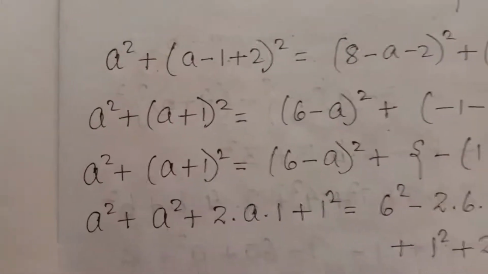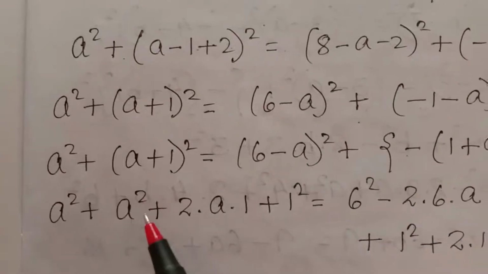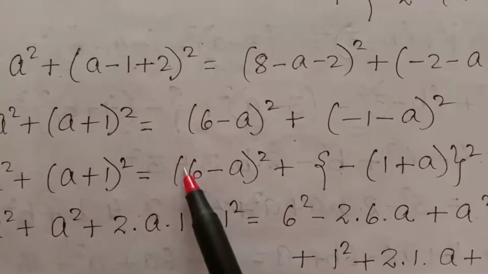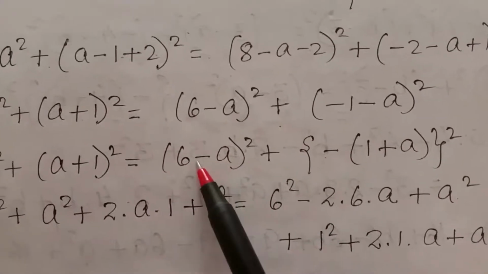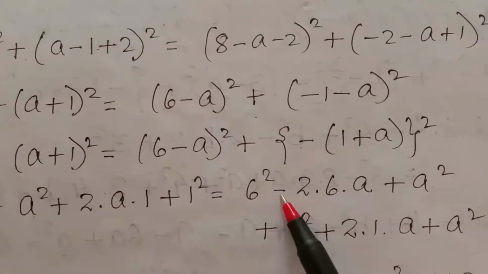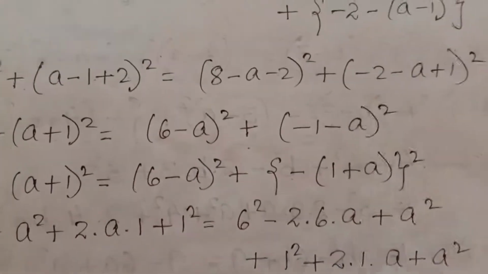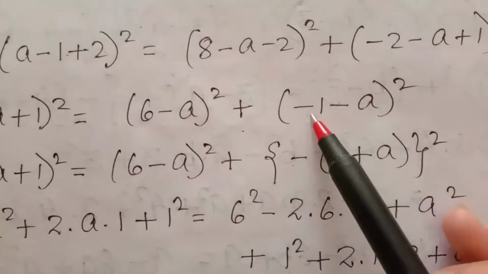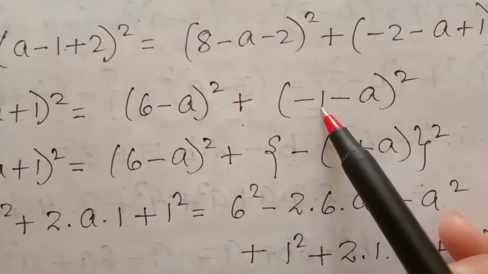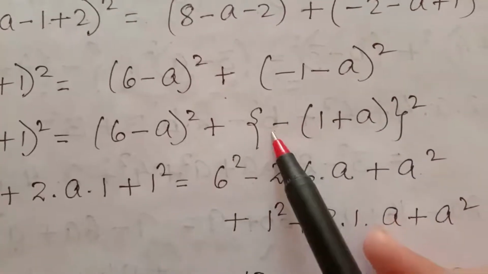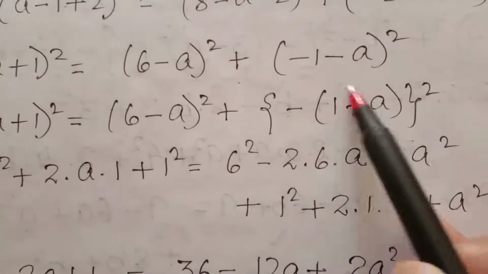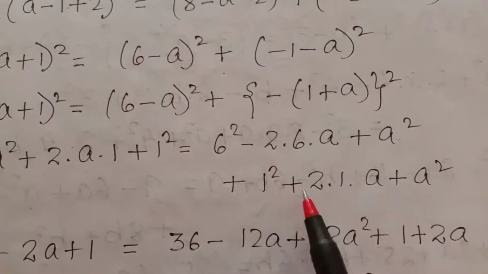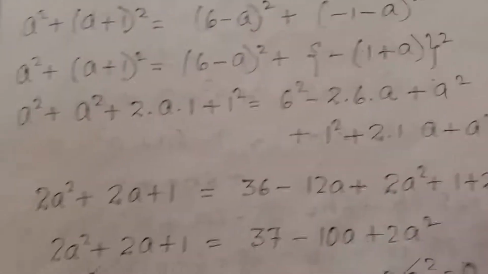So here we have to use the formula of a plus b whole square, which is a square plus 2ab plus b square. Similarly, here also we have to use the formula a minus b whole square, a square minus 2ab plus b square. So here we will take minus common. After taking minus common, here it will be 1 plus a whole square. Minus square is plus, so you have to use your formula of a plus b whole square, a square plus 2ab plus b square.